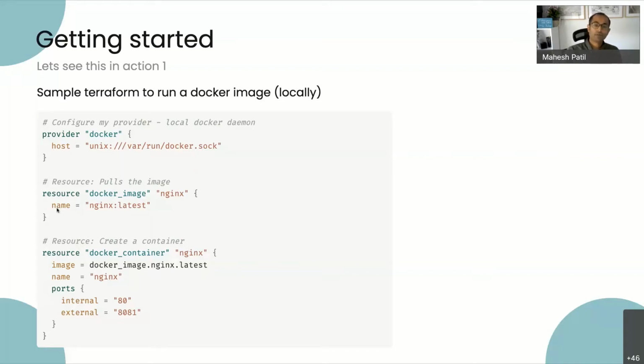I am going to deploy, in this sample, an Nginx image, which I'm going to pull from the Docker Hub, and I will then run it on my Docker daemon, my local Docker instance, and expose it on port 8081. So that's the simple example I'm going to show to demonstrate how Terraform works.